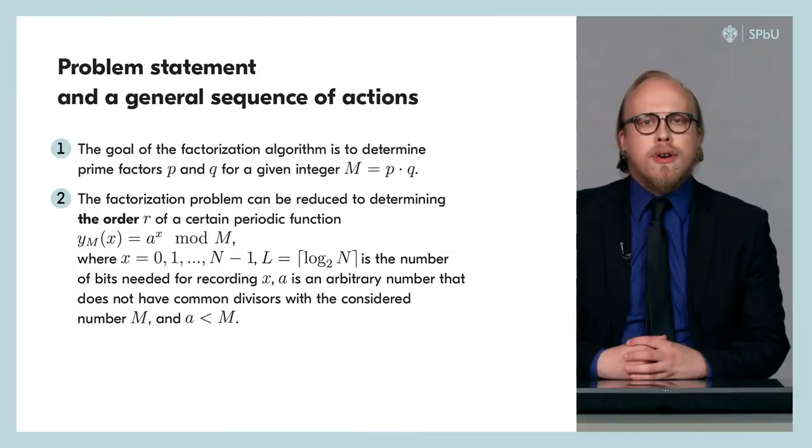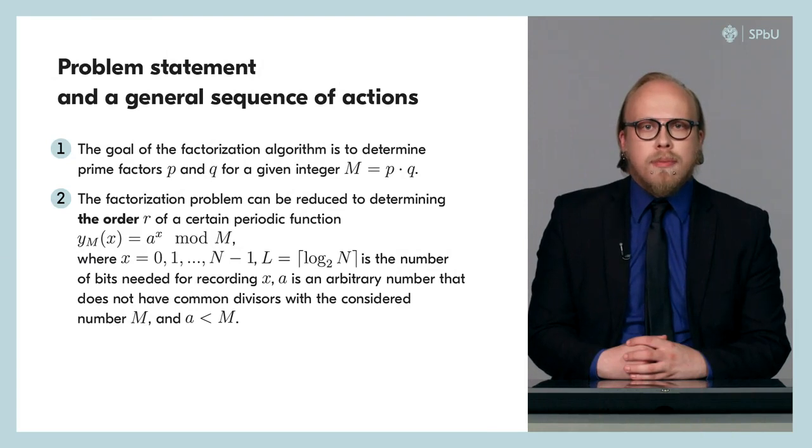We'll consider the following problem. Let a positive composite integer m be given, which is the product of unknown primes p and q, and we want to determine these numbers p and q using the factorization algorithm. For example, it can be the number 15, which is the product of the prime numbers 3 and 5, or the number 93, which is the product of 31 and 3.